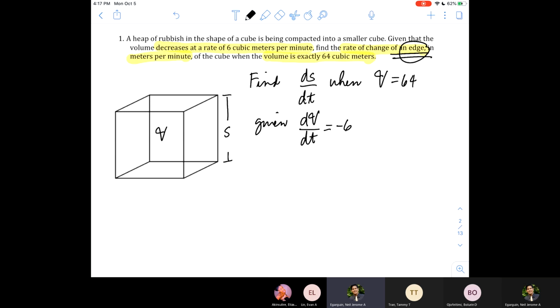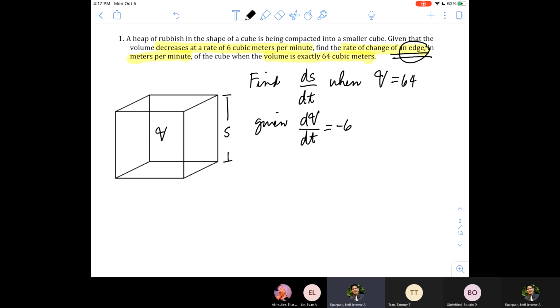Do you realize why it should be negative 6? You can unmute your microphones if you want to answer, or type it in the chat. Okay, thank you. Right, it should be negative because the problem says that the volume decreases at the rate of 6 cubic meters per minute. That means the rate of change should be negative so that it has a decreasing behavior. So you need to be very careful and read the problem thoroughly so that you can identify these minute but very important details.